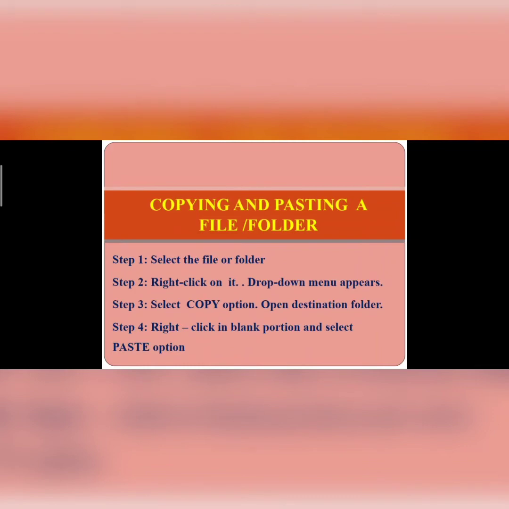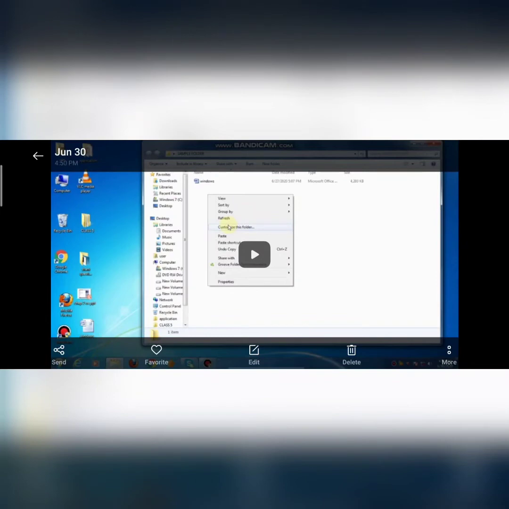Step 4, right click in the blank portion and select paste option. Place your mouse pointer on the blank area in that folder, and then if you right click, one drop down menu will appear. Now you select paste option. After this, let me see how we will do this in the computer. Now let me see how to copy and paste a file or folder in another location.